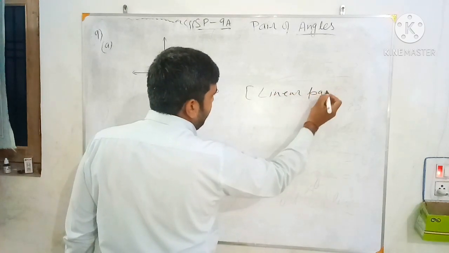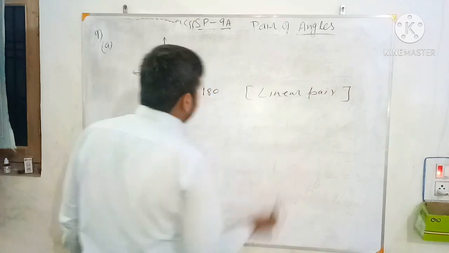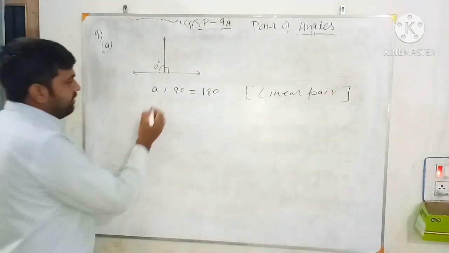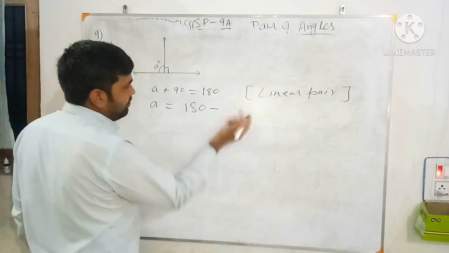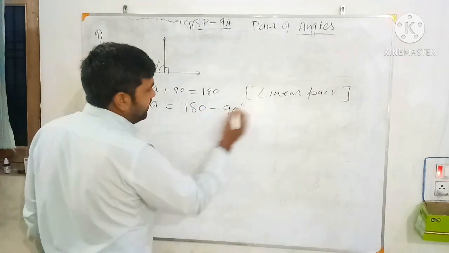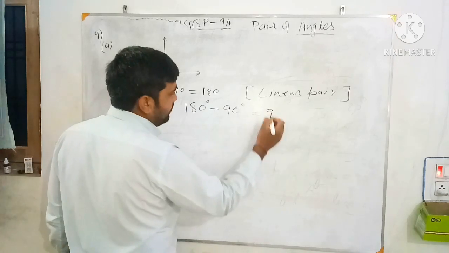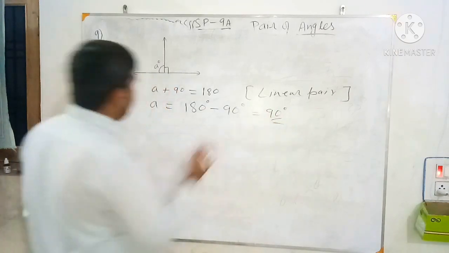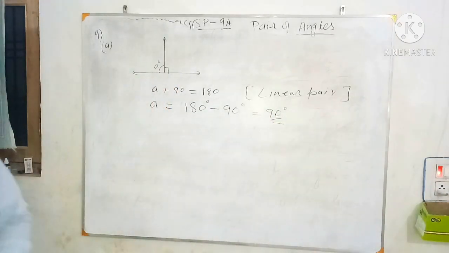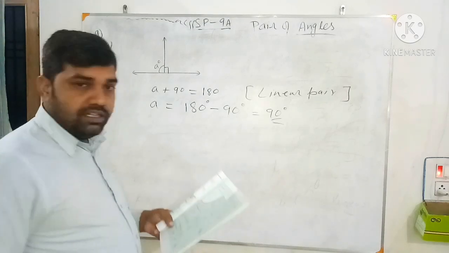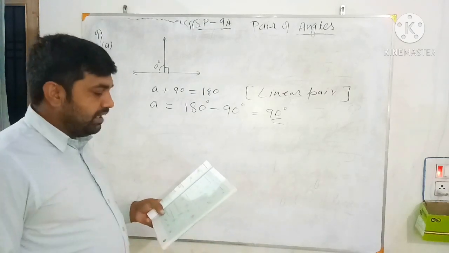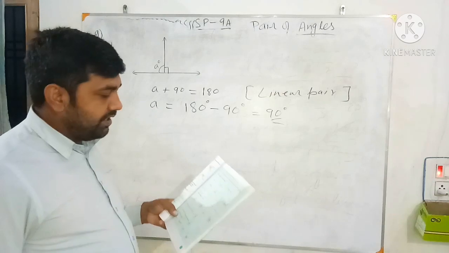Reason: linear pair. So what is the measurement of angle A? Angle A equals 180, transpose the 90 to the right hand side. 180 minus 90 gives you 90 degrees. So the measurement of angle A is 90 degrees. Similarly, you can do B. P plus 108 is a linear pair, so angle P plus 108 equals 180 degrees.